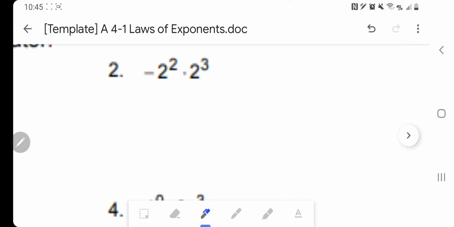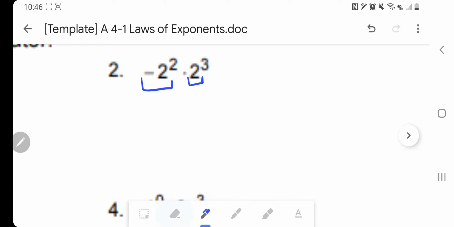Alright, so in this next problem, we see kind of the same idea, right? We have two exponents and we have to add them. But in order to add them, we always need to make sure that we have a like base. Now, is that the case in this problem? Do we have a like base? Well, let's think about this. We have a negative 2 and we have a 2. Well, because of the negative sign, we don't have the exact same base.